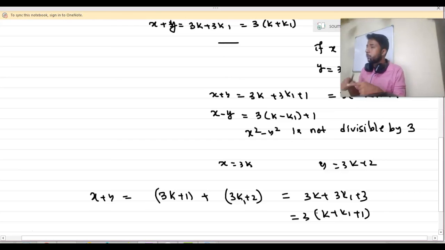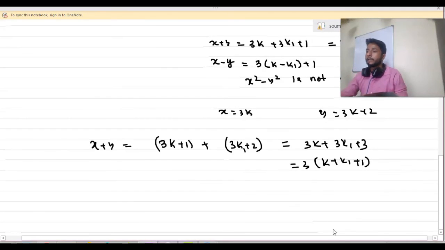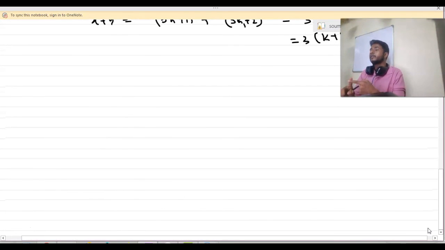So if x is not divisible by 3 and y is also not divisible by 3, then I can say that x plus y is divisible by 3, and hence x square minus y square is divisible by 3. So x square minus y square is divisible by 3 if either x is divisible by 3 and y is divisible by 3, or x is not divisible by 3 and y is also not divisible by 3. Okay, this is our main fact, that is either both divisible by 3 or both not divisible by 3.